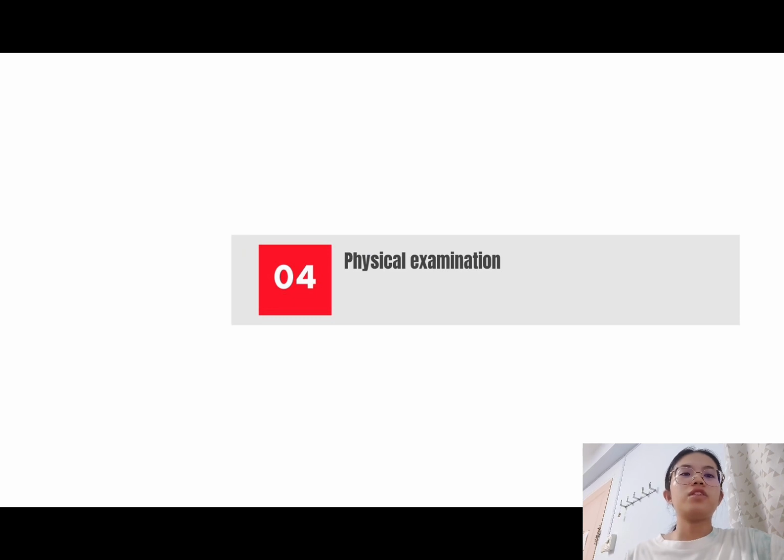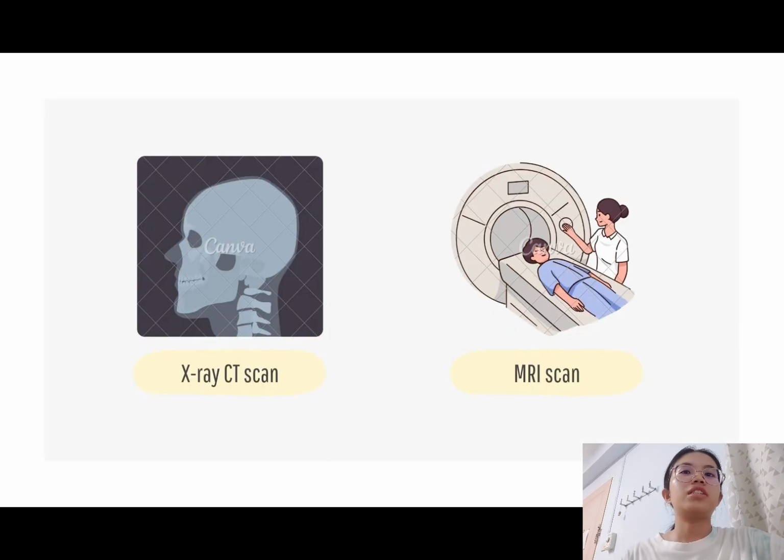Next is the physical examination. The first is an X-ray CT scan, to identify the location of intracerebral hemorrhage or the area of brain damage. The scan enables the doctor to make a differential diagnosis to determine the cause of the brain hemorrhage. The second is an MRI scan. A magnetic resonance imaging machine detects abnormalities of the cerebral blood vessels. The test will identify the location, extent, and cause of brain damage.